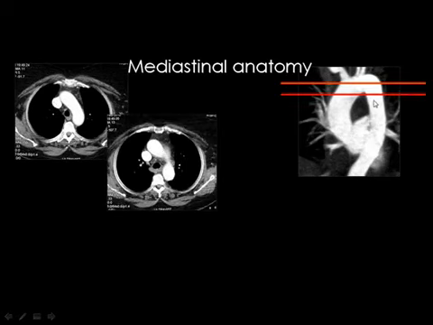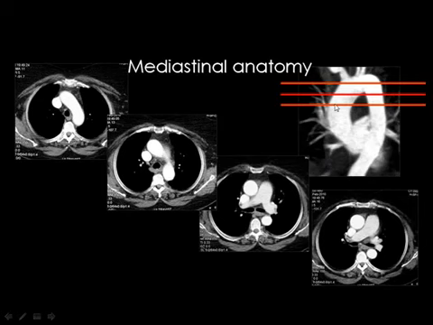Now, if you go a little bit down, the arch of the aorta will divide into the ascending aorta and the descending aorta. This is the ascending aorta, and this is the descending aorta. And if you go more down, then you can see the ascending aorta and the descending aorta with a gap where the pulmonary artery will appear.